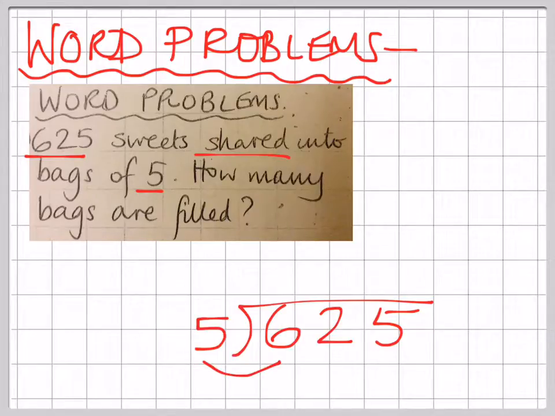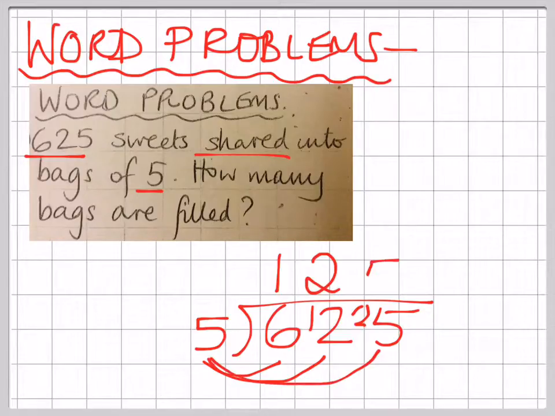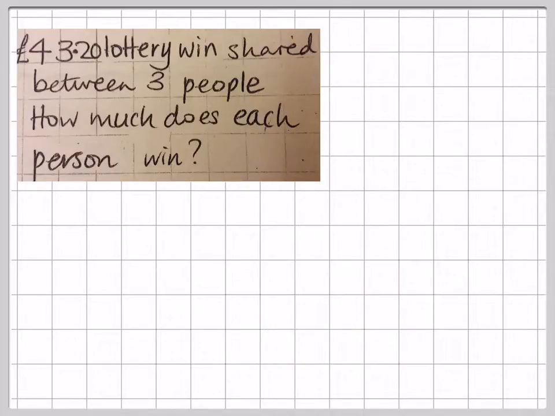So 5s into 6 goes 1 remainder 1. 5s into 12, you can get 2 lots of 5 out of 12, and then you've got 2 left over. And 5s into 25 will give us 5 as an answer. So if we've got 625 sweets and we need to share them into bags of 5, we will fill up 125 bags.